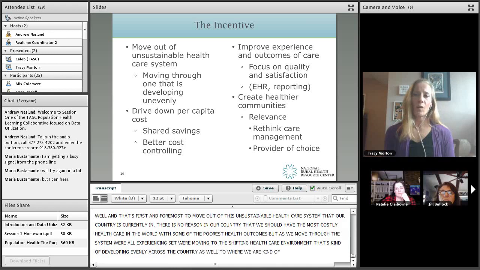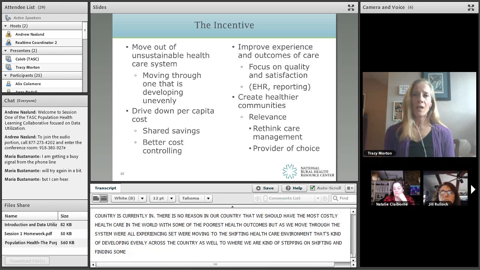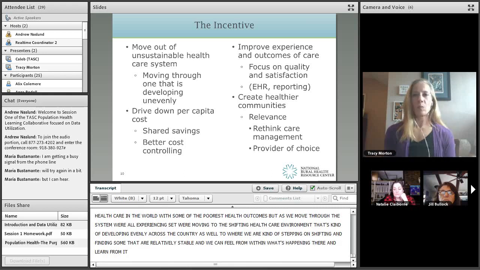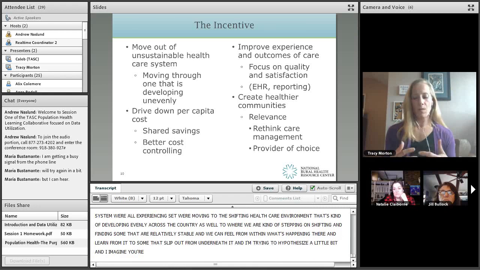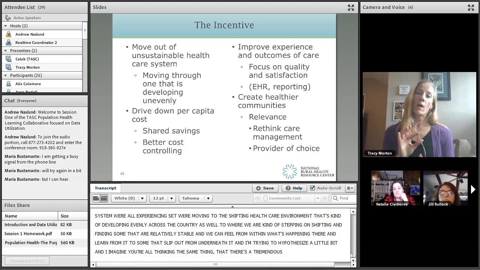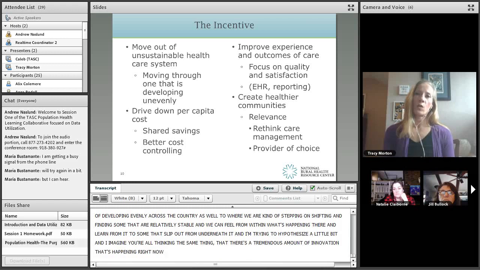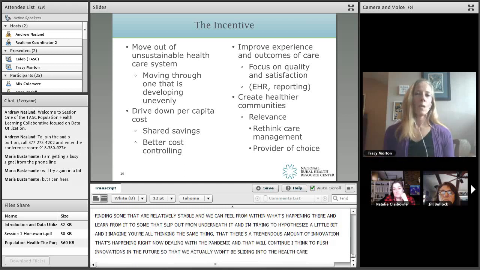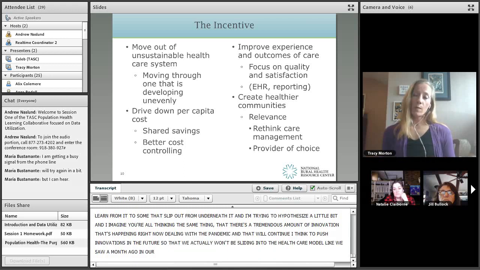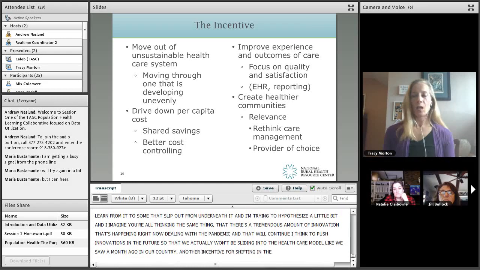So there are additional incentives that play out within all of this too, and that is looking at some concepts that also tie into an IHI-related component of the triple aim, which was then, of course, adopted by CMS as well. And that's first and foremost that we need to move out of this unsustainable healthcare system that our country is currently within. There's no reason in our country that we should have the most costly healthcare in the world with some of the poorest health outcomes.